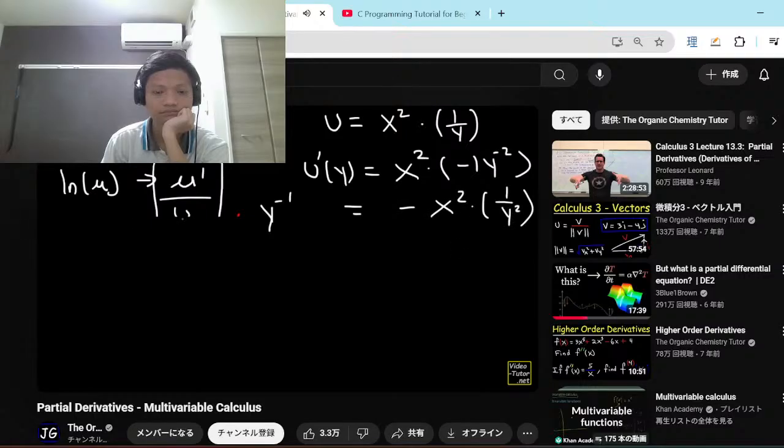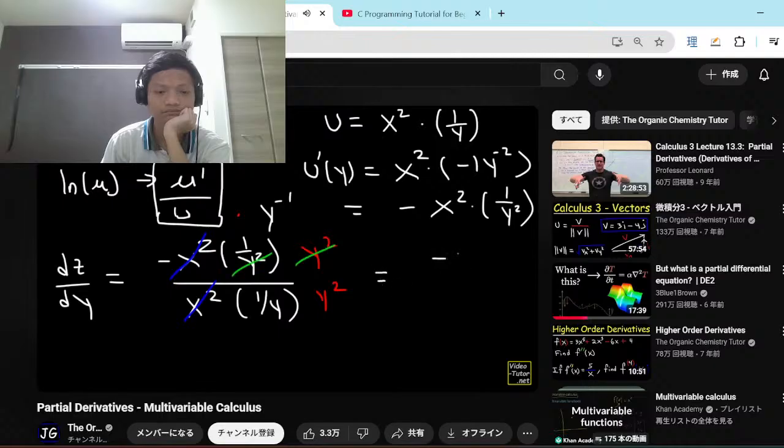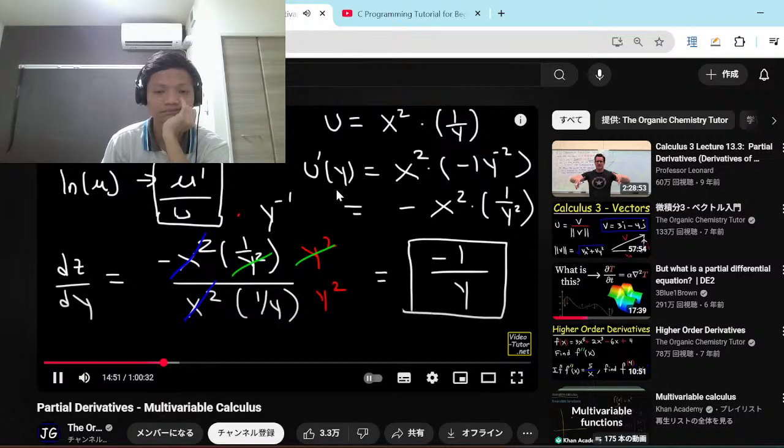So using this formula, u prime over u, dz/dy is going to be u prime, which is negative x squared times 1 over y squared, divided by u, which is x squared times 1 over y. So we can get rid of the x squared term, and let's multiply the top and the bottom by y squared to simplify the complex fraction. So on top, we're just going to have negative 1. On the bottom, y squared divided by y is y. So this is the first partial derivative with respect to y. It's negative 1 over y.